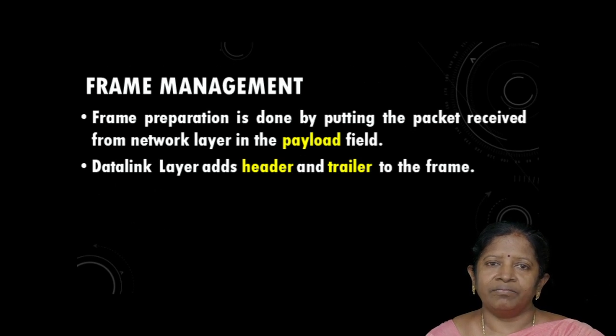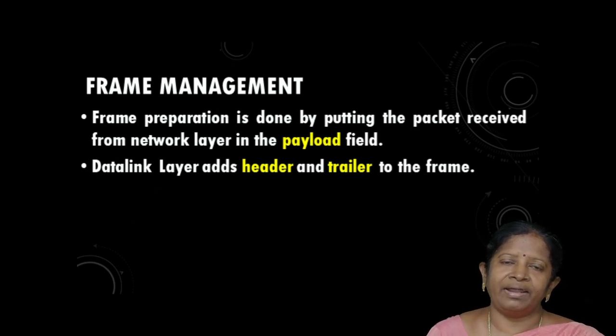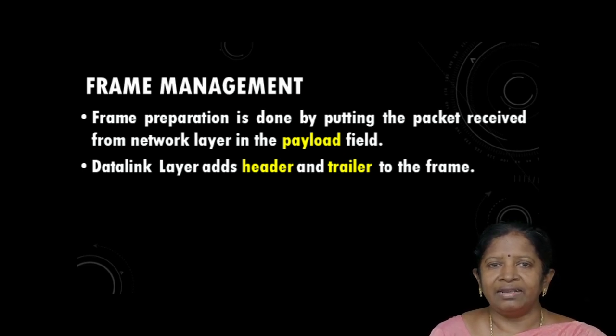Now let's see how the frame is prepared by the data link layer. On the receiver side, information is passed from the network layer to the transport layer. But on the sender side, the network layer provides packets to the data link layer. The packet is put inside the payload of the frame, which is the data unit of the data link layer. Before the payload, we place the header, and after the payload, we place the trailer.